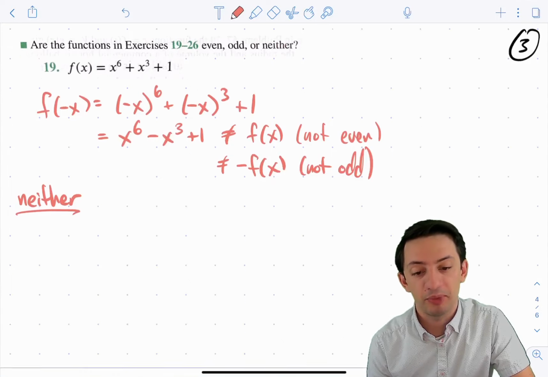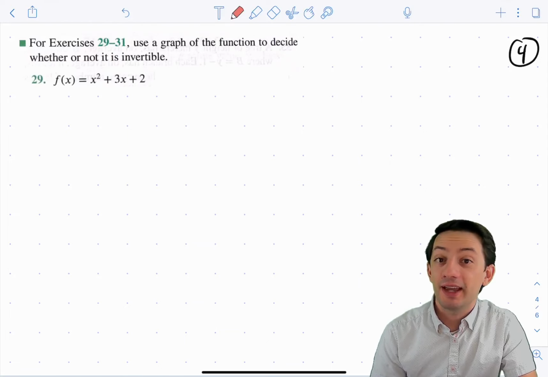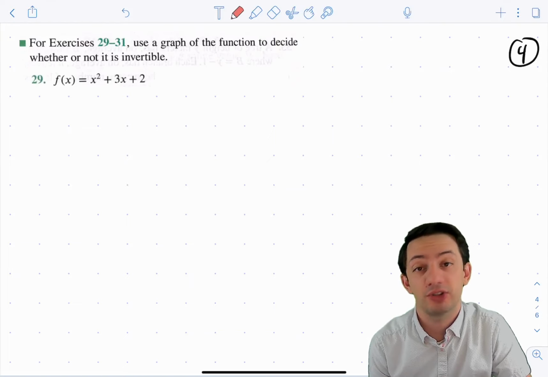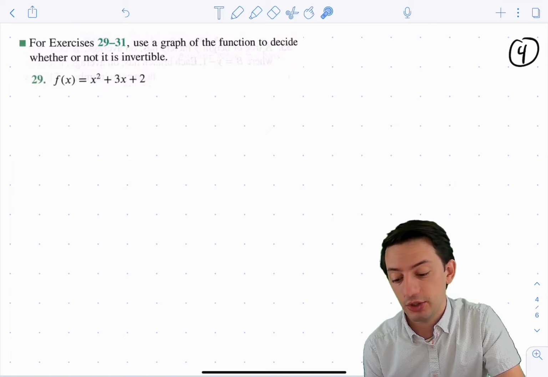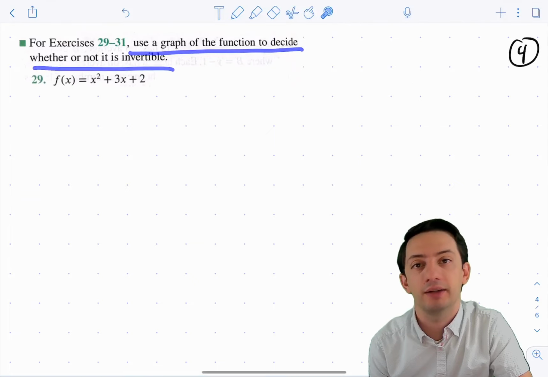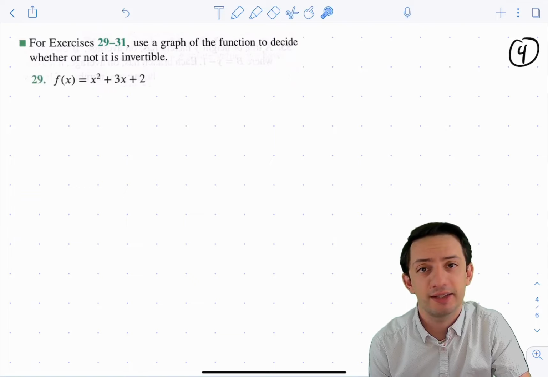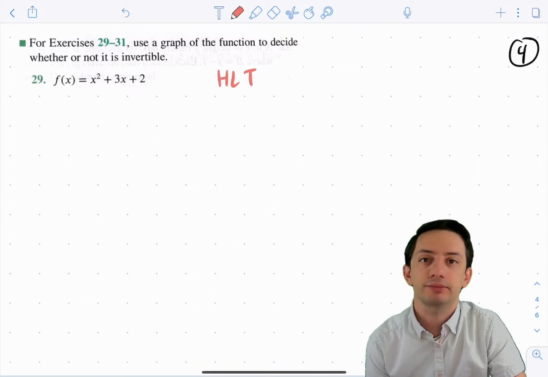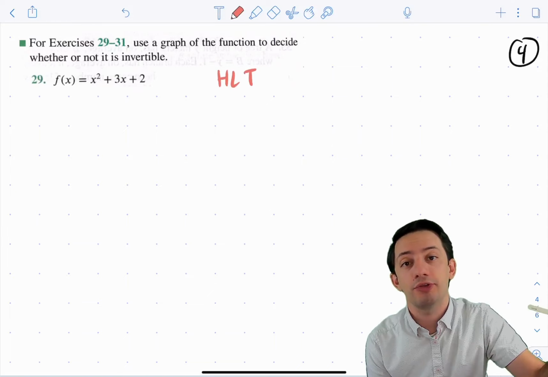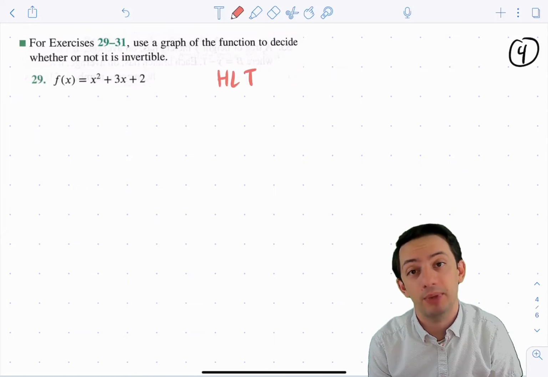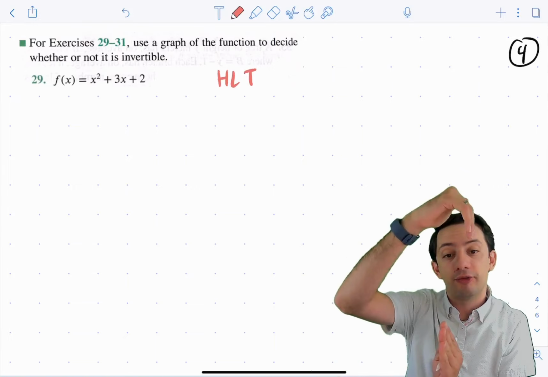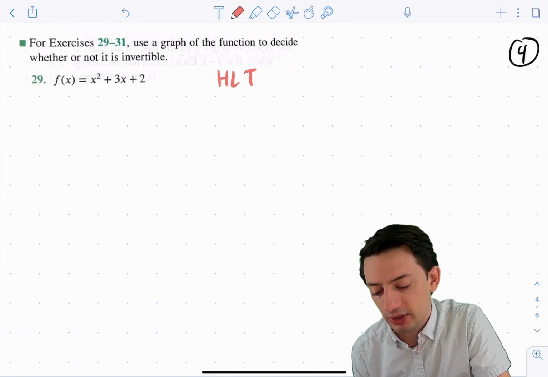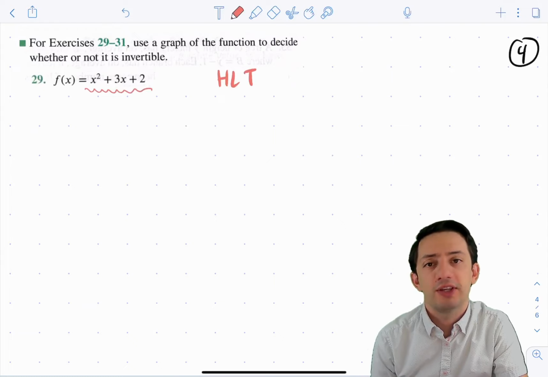Okay, problem number 4. We're making quick work of these. Again, I recommend that you pause and try this problem, and then when you get stuck, start watching the video again. This says use a graph of the function to decide whether or not it's invertible. And we had a test to decide if something was invertible. It was called the horizontal line test. If you can draw a horizontal line through the function that crosses it more than once, then it can't be invertible, because then when you flip it, you get a vertical line with 2 points, and that's not a function. So the trick here is trying to realize how to graph this function.